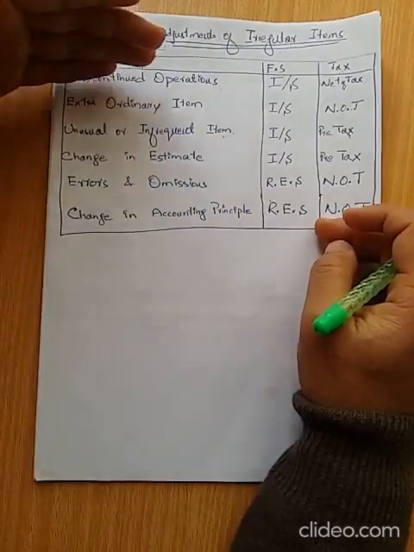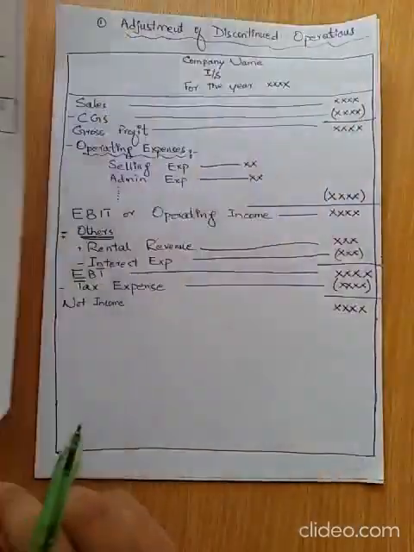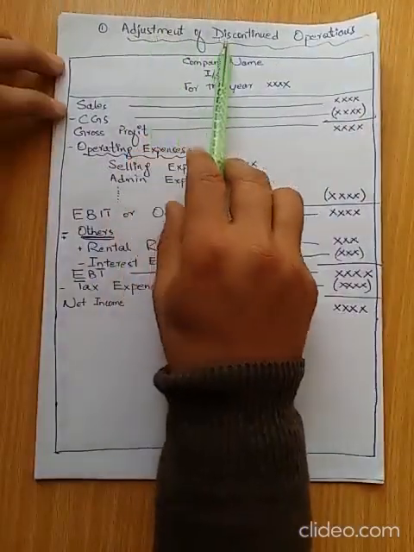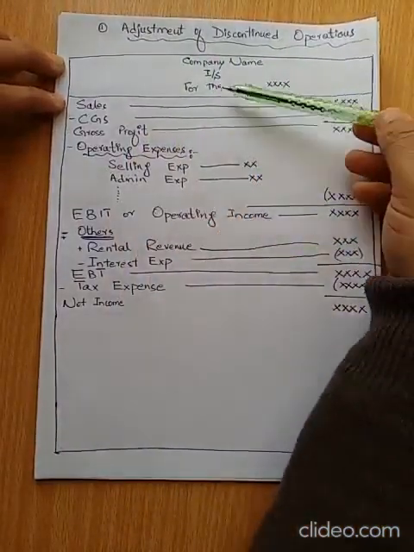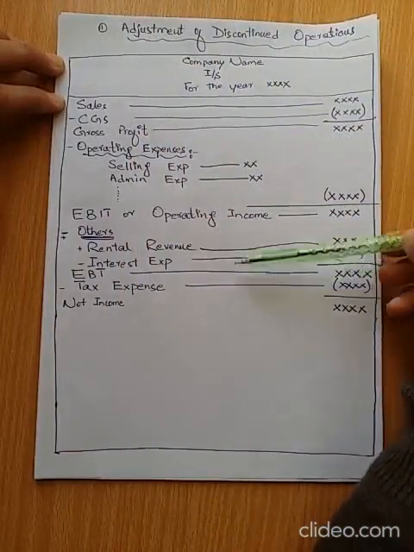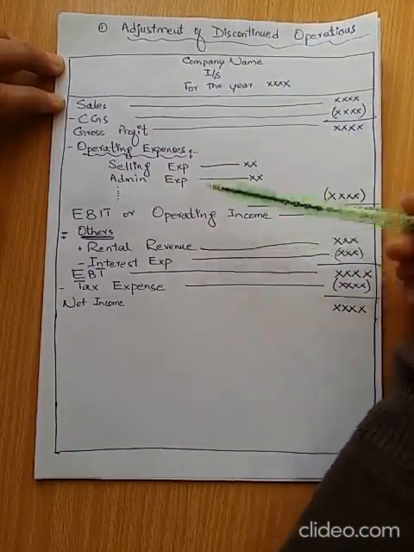So let's see the adjustment of each one of them one by one. Let's go to the first one and see how discontinued operations are adjusted. As you have an understanding of the basic structure of the income statement, I have already prepared it to save your time and MBs.